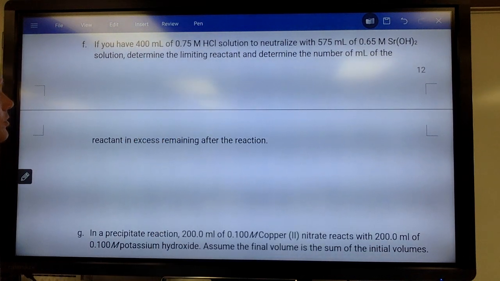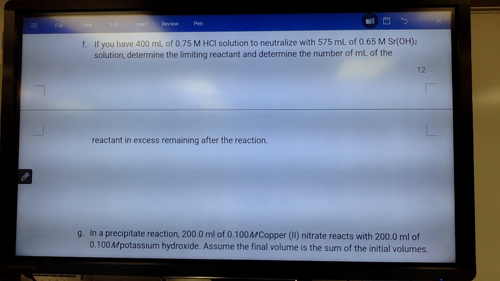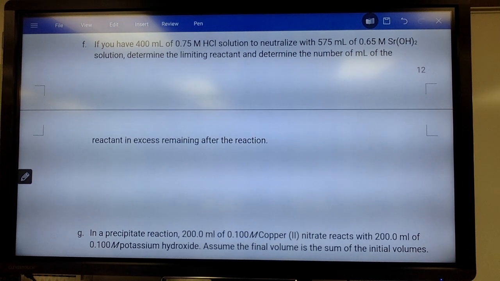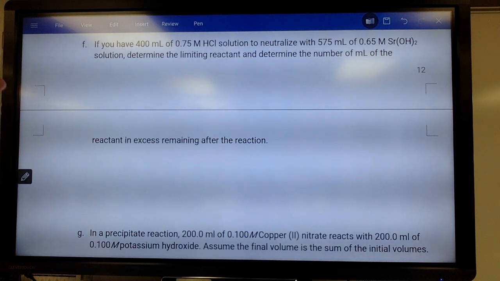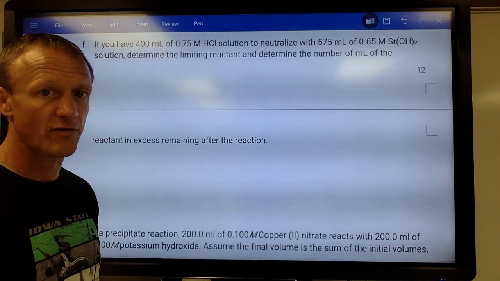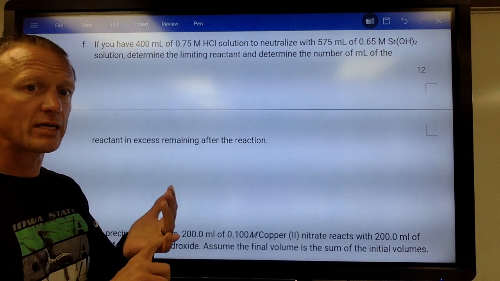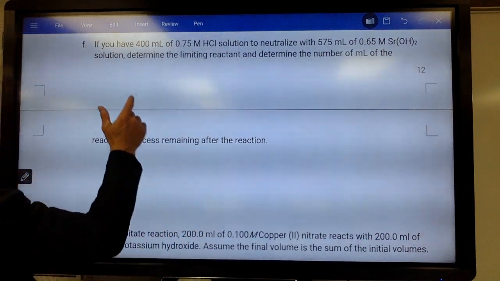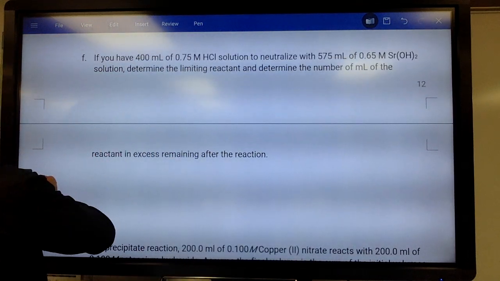This one, you have 400 milliliters of 0.75 molar HCl to neutralize with 525 milliliters of 0.65 molar strontium hydroxide. Determine the limiting reactant and the number of milliliters of the excess remaining after the reaction. So what's the limiting? What's the excess remaining? First thing we need is an equation, so let's write an equation.